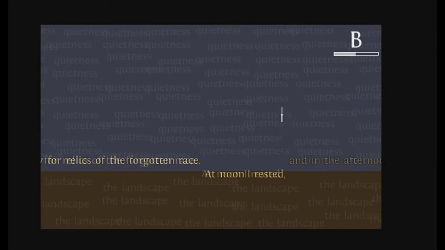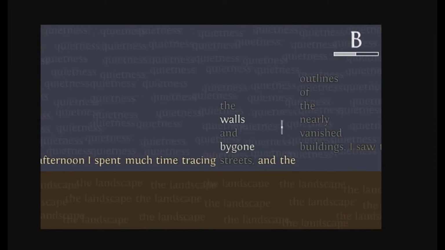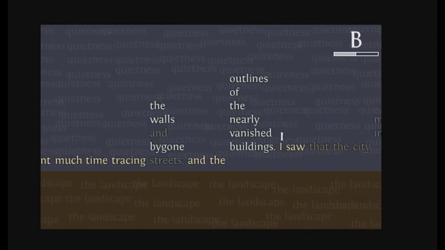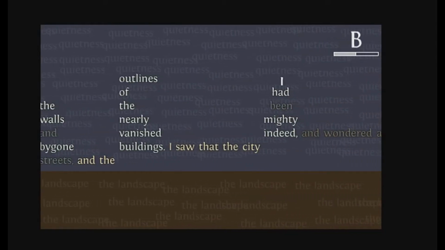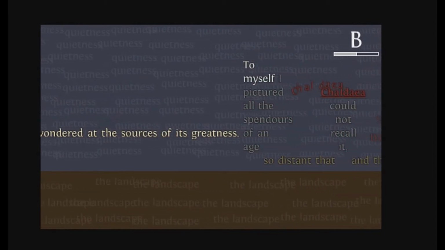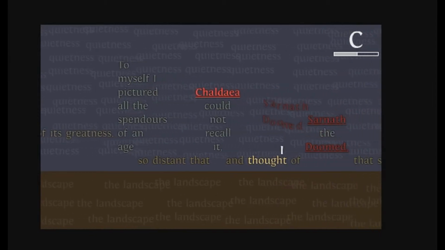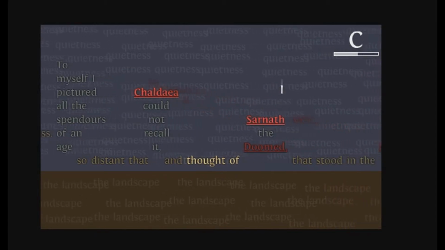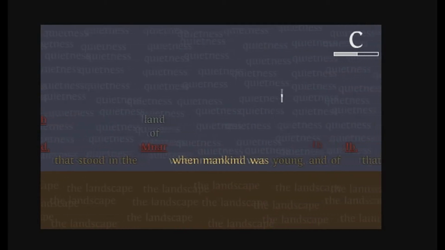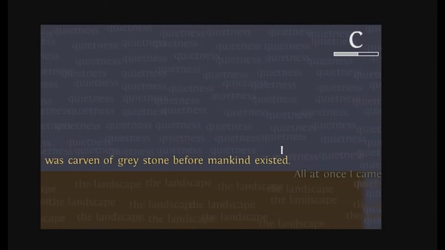At noon I rested, and in the afternoon I spent much time tracing the walls and bygone streets, and the outlines of the nearly vanished buildings. I saw that the city had been mighty indeed, and wondered at the sources of its greatness. To myself I pictured all the splendors of an age so distant Chaldea could not recall it, and thought of Sarnath the doomed, that stood in the land of Manar, when mankind was young, and of Ib, that was carven of grey stone before mankind existed.